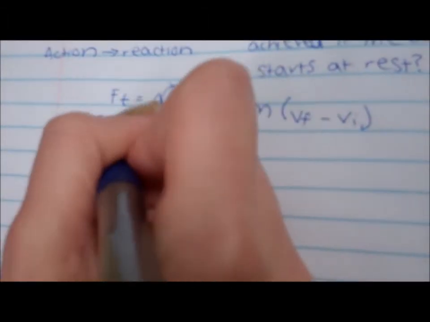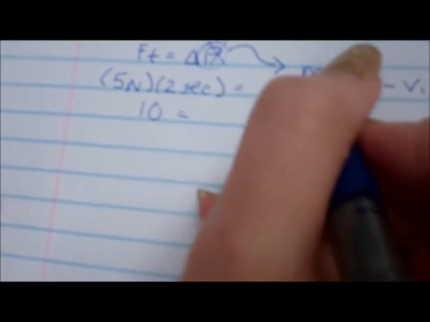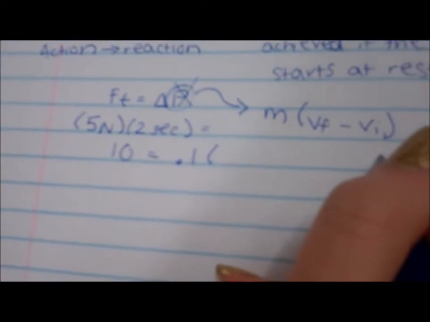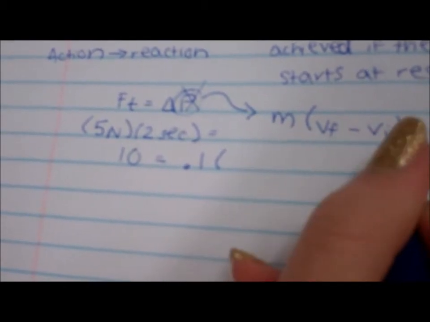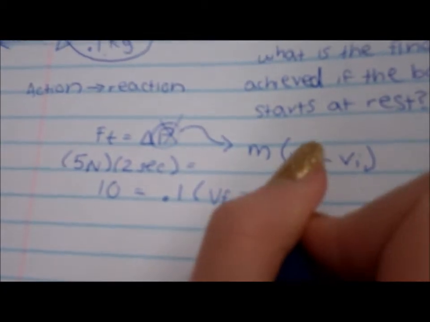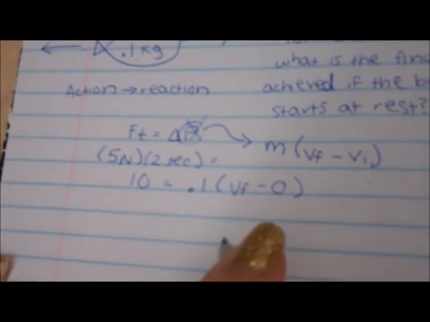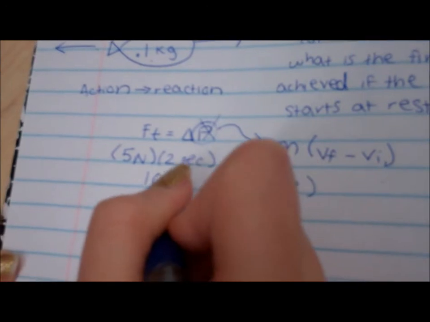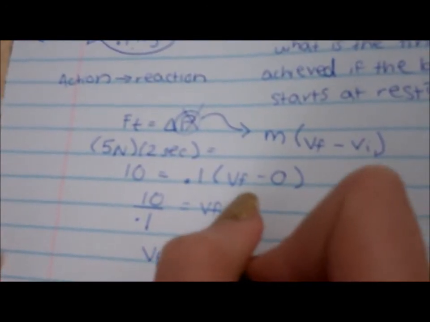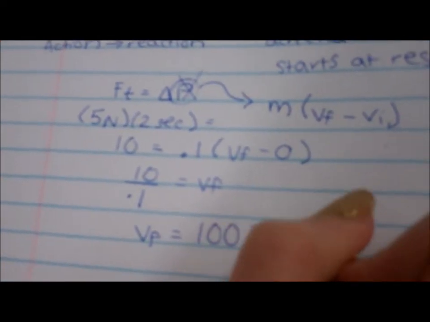So I'll make this 10 equals the mass, which is 0.1, times the final velocity minus the initial velocity. We know that the initial velocity is 0 because it starts at rest. So that would be final velocity minus 0, and then you just use algebra to solve it. Solving, the final velocity is 100 meters per second. So this is how you find the final velocity of a balloon on a string with momentum.